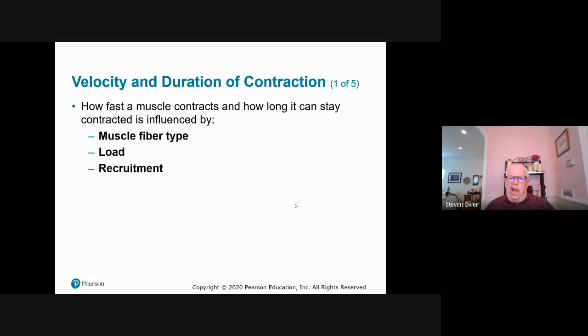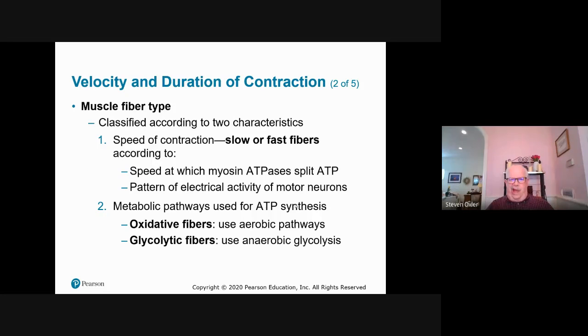So, how fast does a muscle contract? How long can it be contracted? It is influenced by the type of muscle, the load, and the recruitment of multiple muscle fibers. So let's talk about muscle fiber type. Probably the most important. Muscle fiber type, there are two characteristics: speed of contraction and what metabolic pathways they use to synthesize energy.